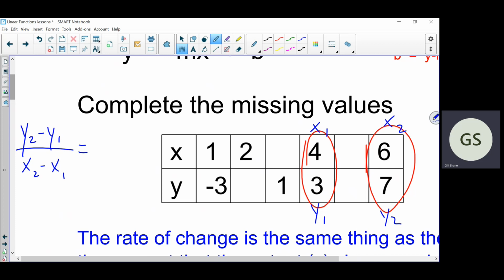Y2. All I do is I find my Y2 value in the table, which is 7. Once you've labeled it, you're not doing any math until you do this. You're just picking Y2 from the table, 7. Now I'm going to ask Lauren, what's my Y1 value?